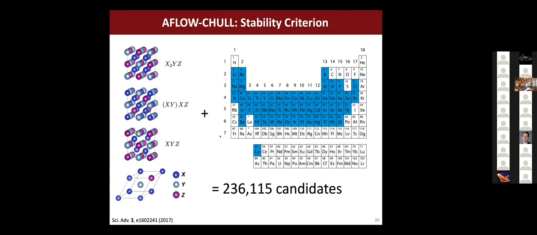We use the stability criterion. We looked at a particular type of material that's called the Heusler structure. So for the Heusler structure, there's actually three different variants. There's the full Heusler, the inverse Heusler, and the half Heusler. So there's three different arrangements of atoms that we can have. And then we can populate these three structures, which is what we did in our studies. We populated them with combinations of three elements among these 51 different elements from the periodic table. So this makes an enormous number of different materials, over 200,000 different candidates.